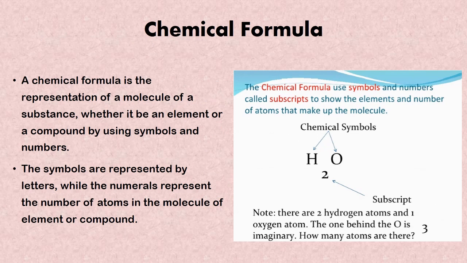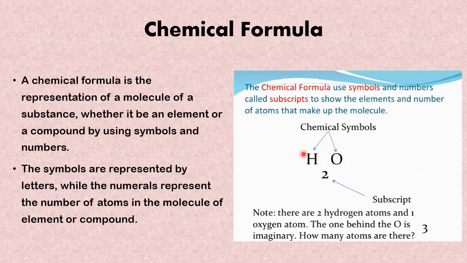Now, moving along, what is chemical formula? A chemical formula is the representation of a molecule of a substance, whether it be an element or a compound, by using symbols and numbers. Now, the symbols are represented by letters, while the numerals represent the number of atoms in the molecule of an element or compound. Now, looking at this example, this is a chemical formula for water.